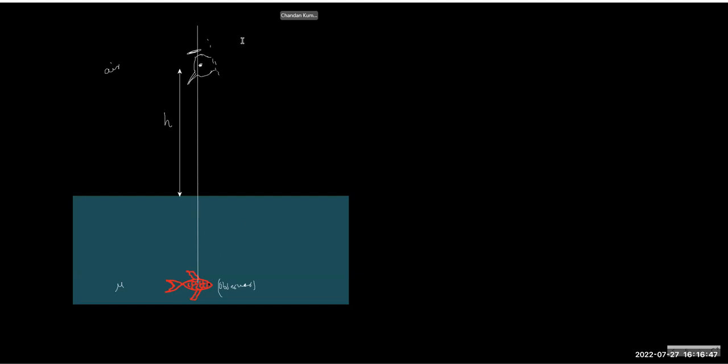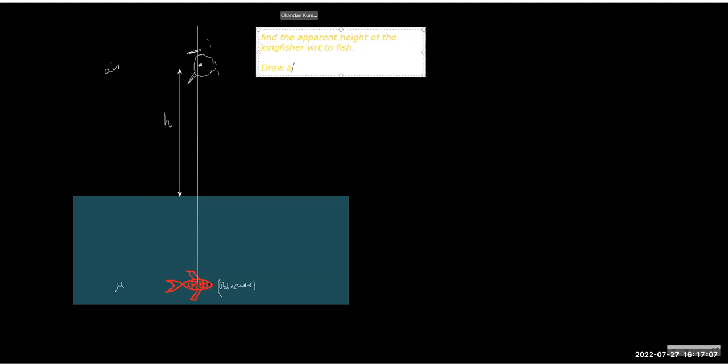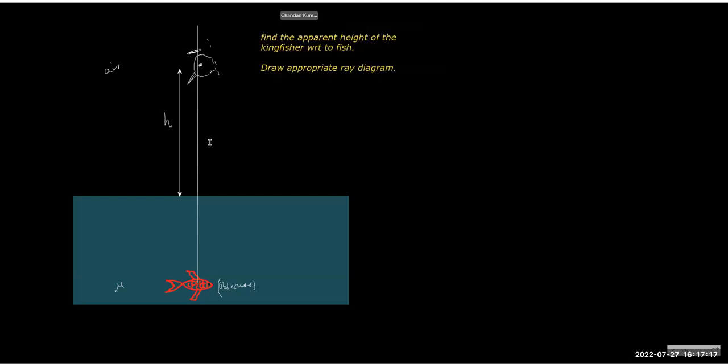So the question is, find the apparent height of the kingfisher with respect to the fish. Draw the appropriate ray diagram. So first you draw the ray diagram because you can feel it better. See how the refraction is affecting the location.